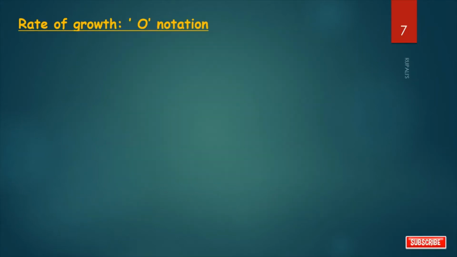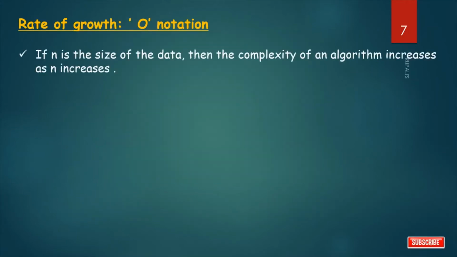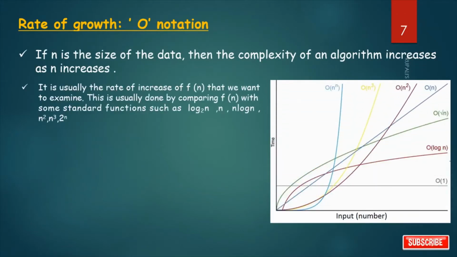Rate of growth of Big O notation. If n is the size of the data, then the complexity of an algorithm increases as n increases. It is usually the rate of increase of function f(n) that we want to examine. This is usually done by comparing f(n) with some standard functions such as log2 n, n, n log n, n square, n cube, 2 to the power n.